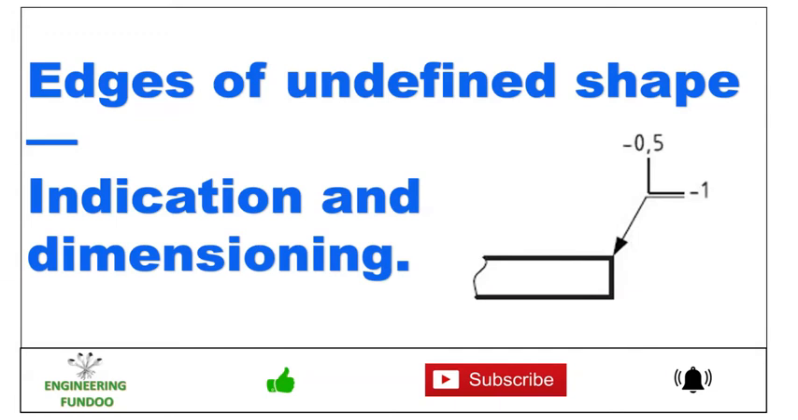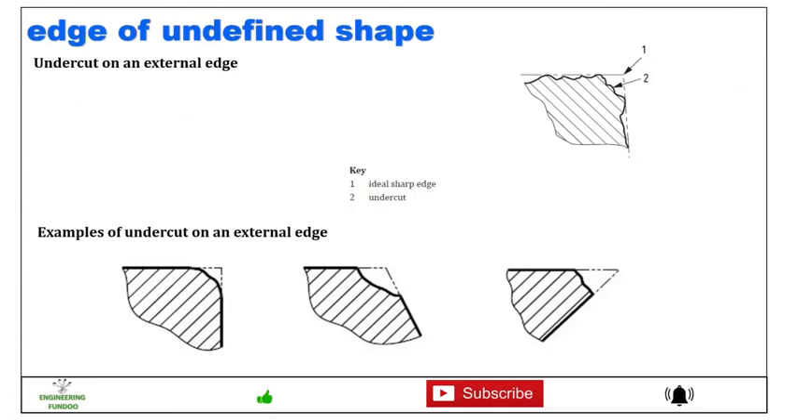We will discuss today edges of undefined shape, that is indication and dimensioning, how to represent this on the drawing and what it means. In this video, it is the detail of how to show the edges and how the dimension is considered according to ISO 13715. Friends, this is the edges of undefined shape. So there are two ways.